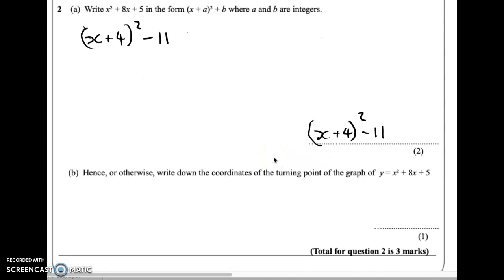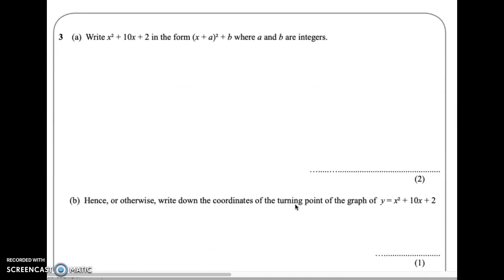Hence or otherwise, write down the coordinates of the turning point of the graph. So we want this to be 0. And for this to be 0, x has to be minus 4. And when x is minus 4, and this is all 0, then y equals minus 11. So there's our turning point.